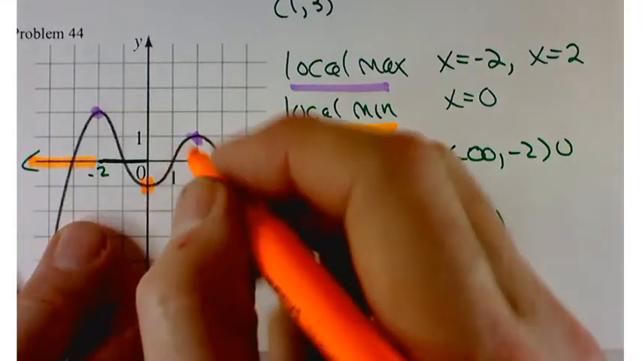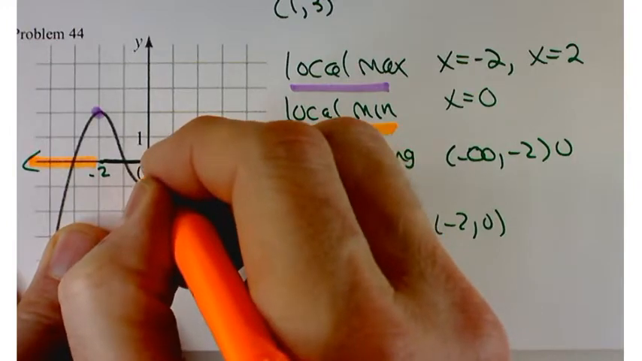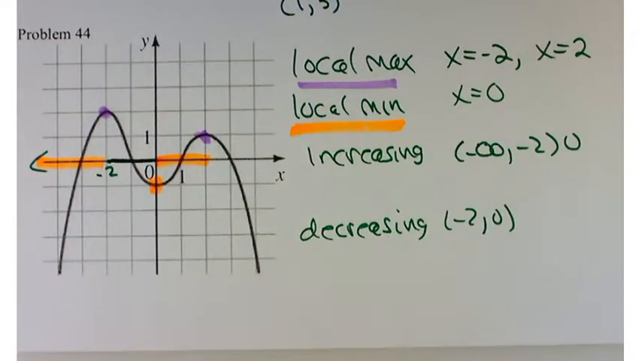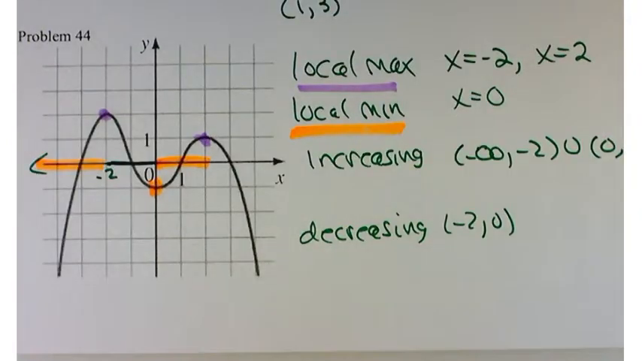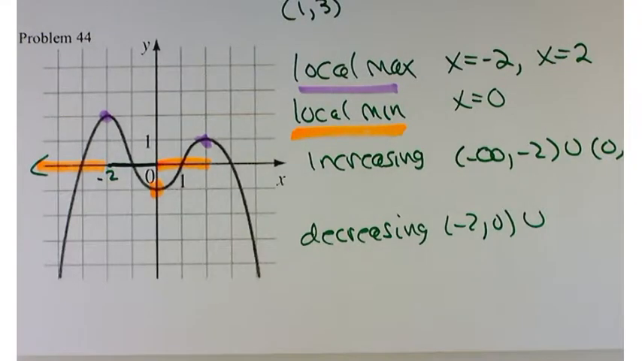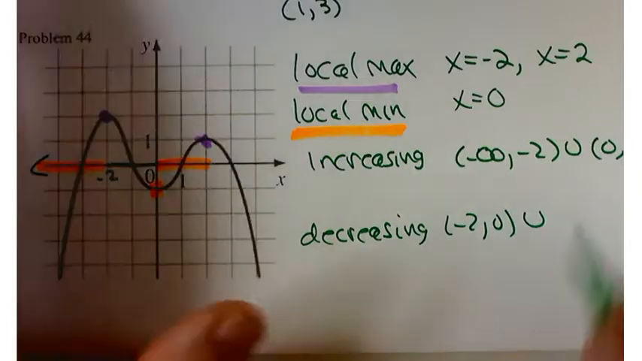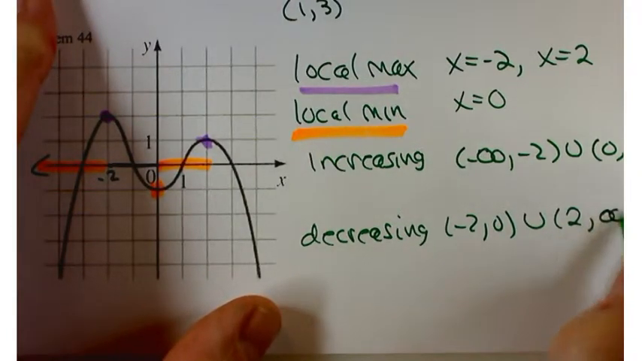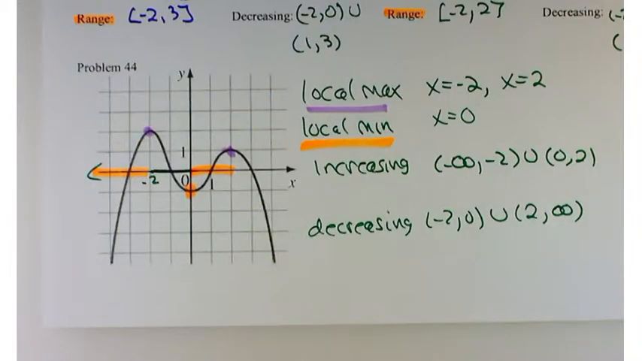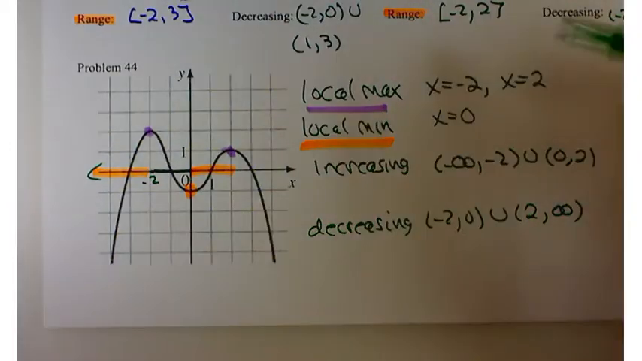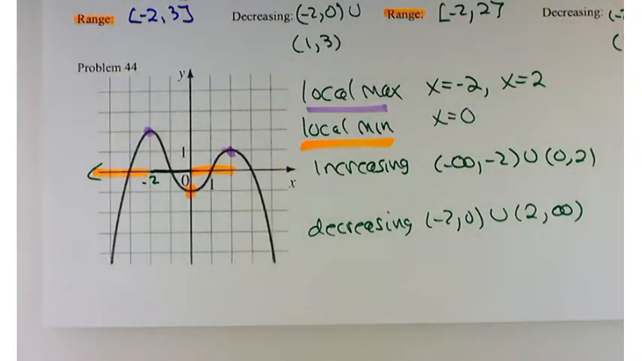And then a short little brief increase again, right? 0 to 2. And finally, what happens to the function after that? Decreases. 2 to infinity. Thank you. So a lot of information we can get off of our graphs. Are we okay with problem 44 here?